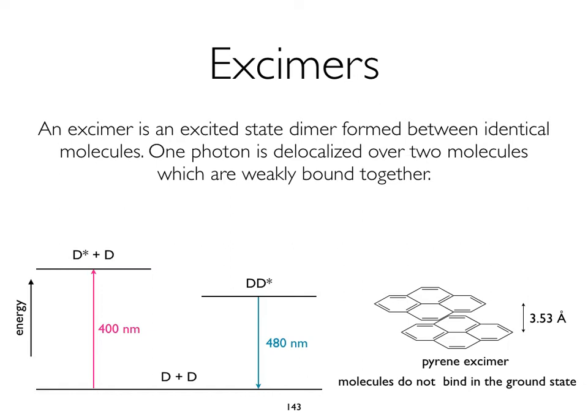Here I've got an example of it happening with pyrene. We end up with an interaction where the two pi stacks interact quite closely, about 3.5 angstroms. We can see that this excimer has a lower energy transition than I get from the excited state monomer. In the ground state, there is no interaction between the two pyrene molecules.